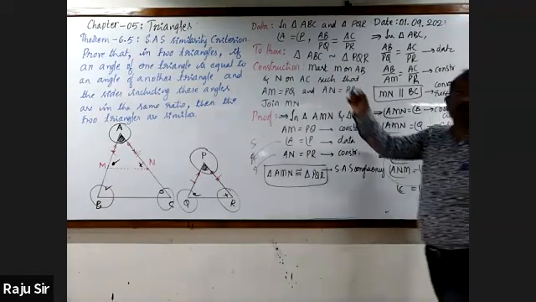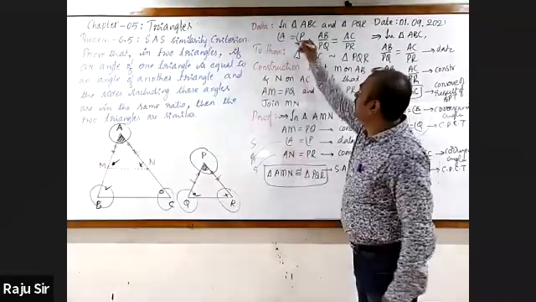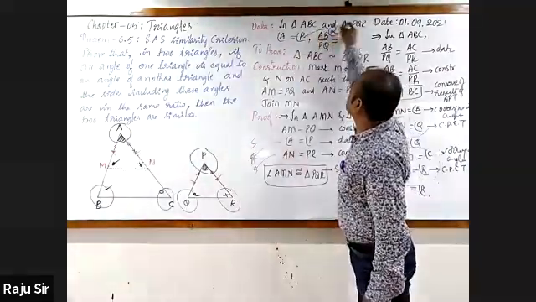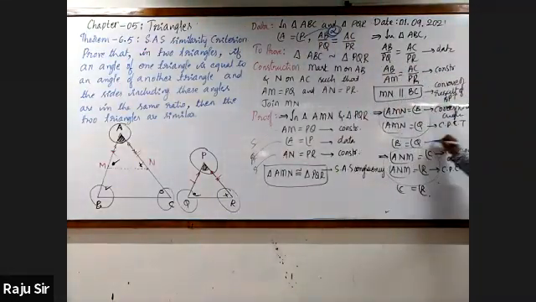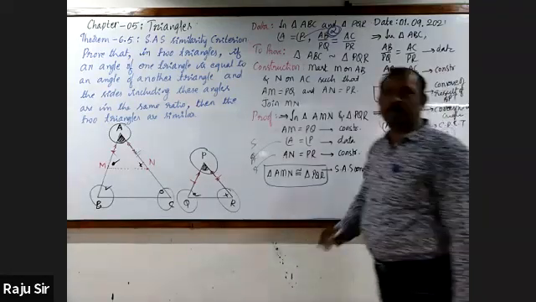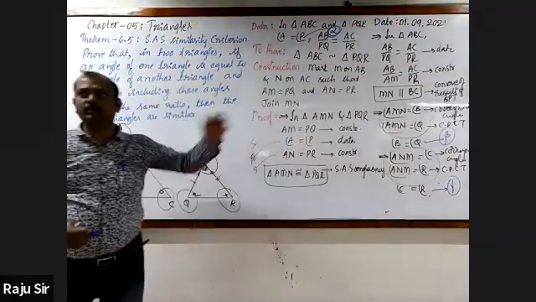Observe. We know that in both the triangles, angle A equals P, I call it alpha. Angle B equals Q, I call it beta. Angle C equals R, let us call it gamma. From alpha, beta and gamma, what do you say?